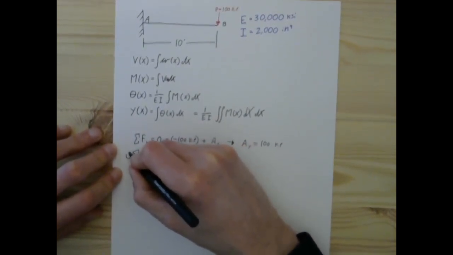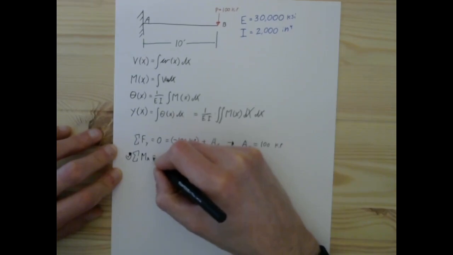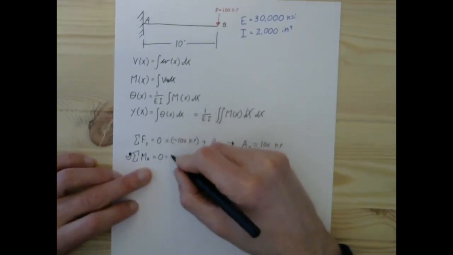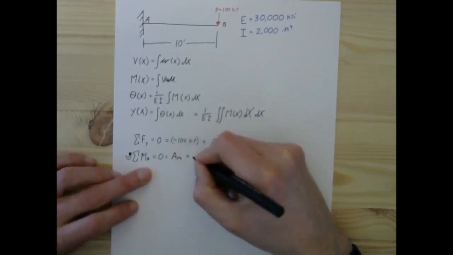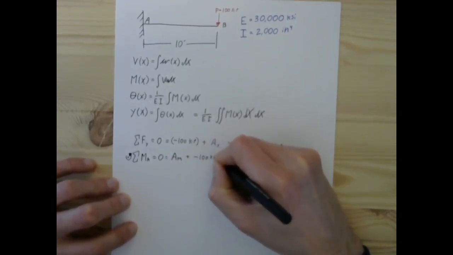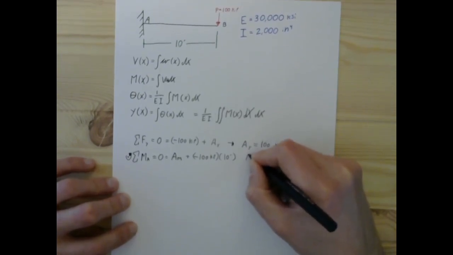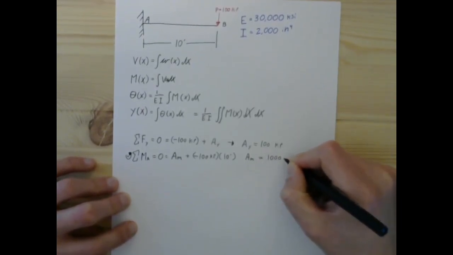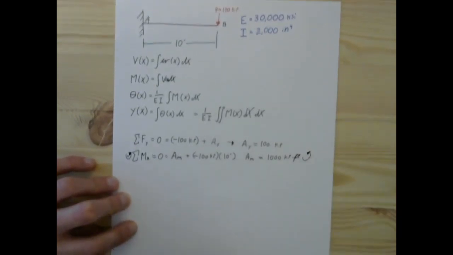As for the moment, let's take the moment about point A. It's going to sum to 0, and that's going to be equal to the moment reaction at A, I'll call that A_M, plus negative 100 kips times 10 feet, which gives us that the moment reaction at A has to be 1,000 kip feet counterclockwise.